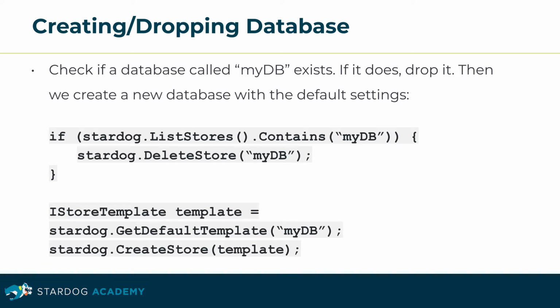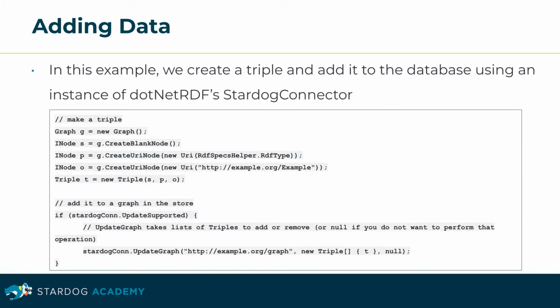To check if a database exists, we call ListStores, which returns an array of the database names. We then check to see if it contains one called MyDB. If it does, we use DeleteStore to delete the database. We then get the default template from the server, passing it the name MyDB, and pass that template to the CreateStore method. To add data, we have to call the UpdateGraph method. In this example, we create a triple using the Triple class, and then we pass it to the UpdateGraph method of the StardogConnector class.